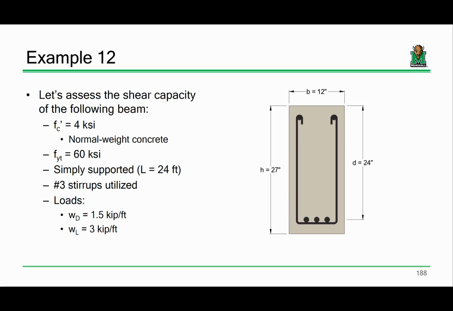I want to assess the shear capacity of the following beam. We're using 4 ksi normal weight concrete. We're using 60 ksi steel for the stirrups. As for the stirrups, we're using number 3 stirrups. I've also given you the fact that the beam is 24 foot long. It's simply supported, and these are the dead loads and live loads. We'll assume for the purposes of this example that these loads include the self weight of the beam. I've got here the dimensions. b is 12 inches, d is 24. I've provided h, but we're not really going to need that for this example. We're really only going to need b and d.